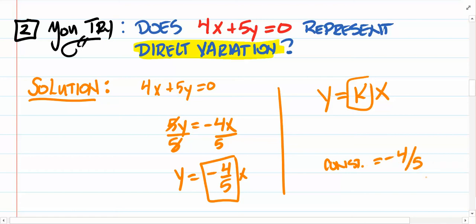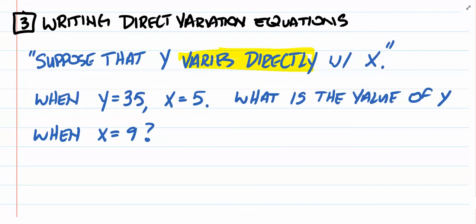I'm sorry, I think I said just 4/3. So negative 4/5. So yes, this does represent direct variation, and the constant of variation is negative 4/5. Box number 3 is an example of writing direct variation equations.